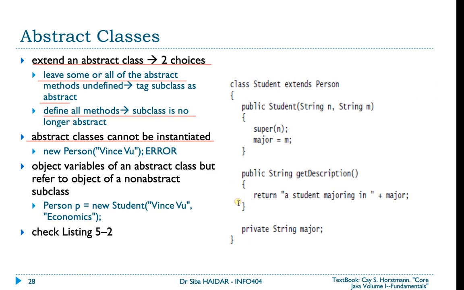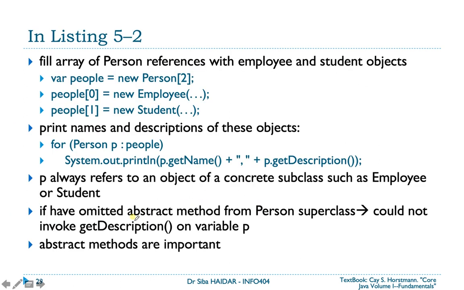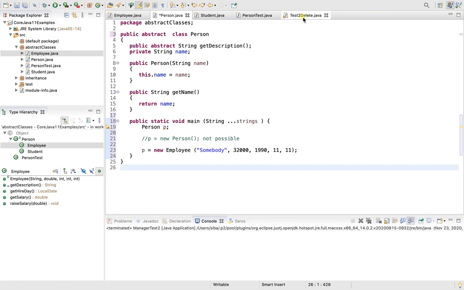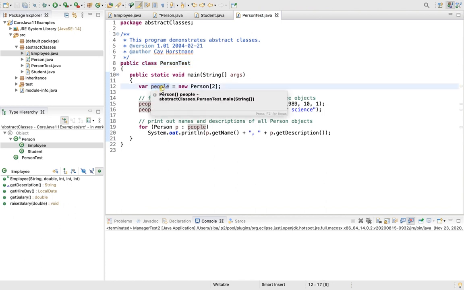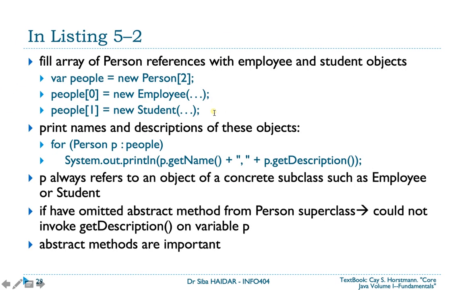And this is, of course, polymorphism. So we continue our example. You can fill an array of person references with employee and student objects. For example, in the person test, you can have an array called people of type Person and of length 2. In the first element of this array you can put an employee, and in the second element you can put a student, which is very, very logical. And then you can iterate over this array in order to print the name and the description.